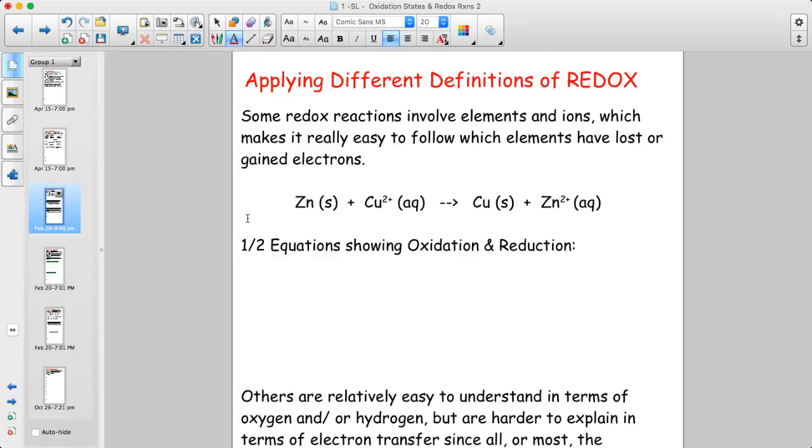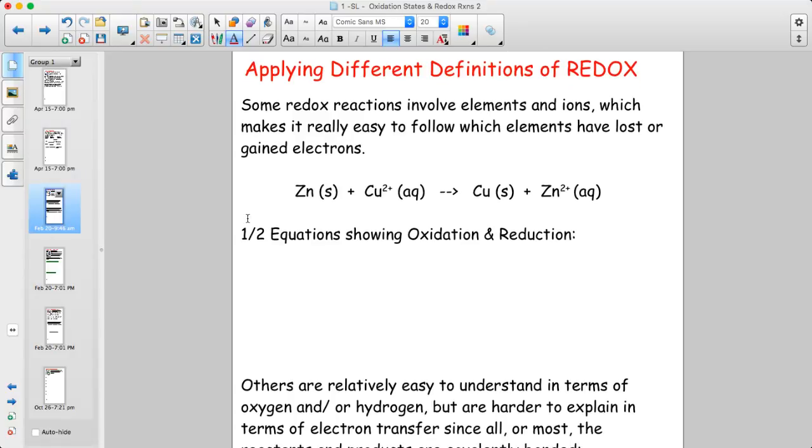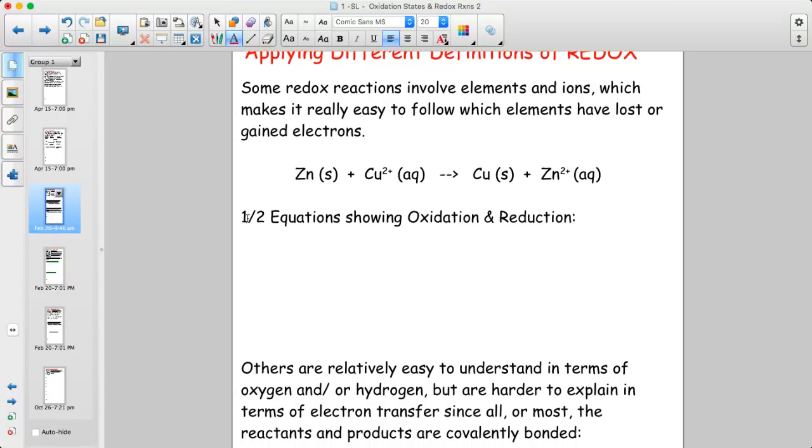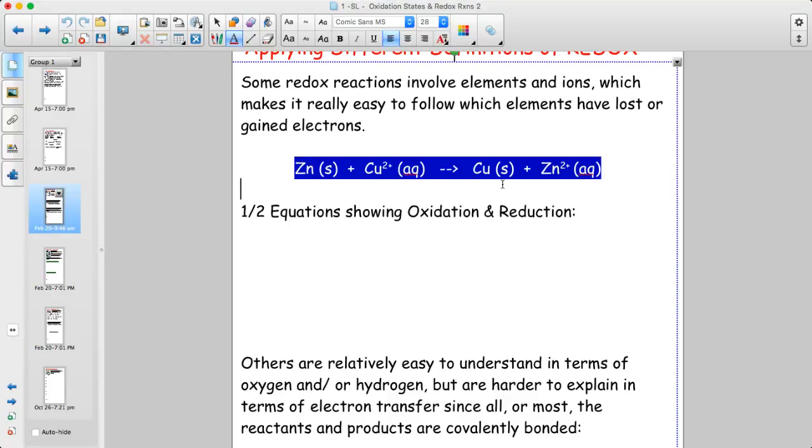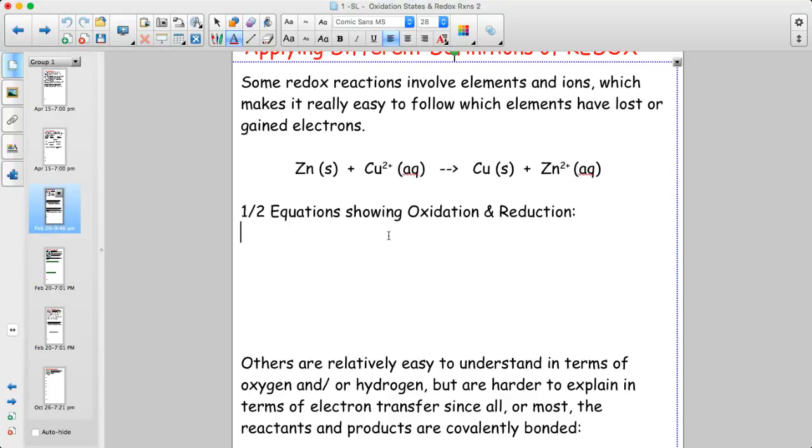So let's just look at some different reactions and see how these different definitions sometimes apply and sometimes don't. So here's a reaction, a net ionic equation for the reaction between zinc metal and copper 2+ ions. If you put zinc into copper 2+ solution, the electrons will trade around and you'll end up with copper metal and zinc ions, zinc dissolved in the water. So with this one, it's pretty easy to follow what has happened to the electrons. And here's why.